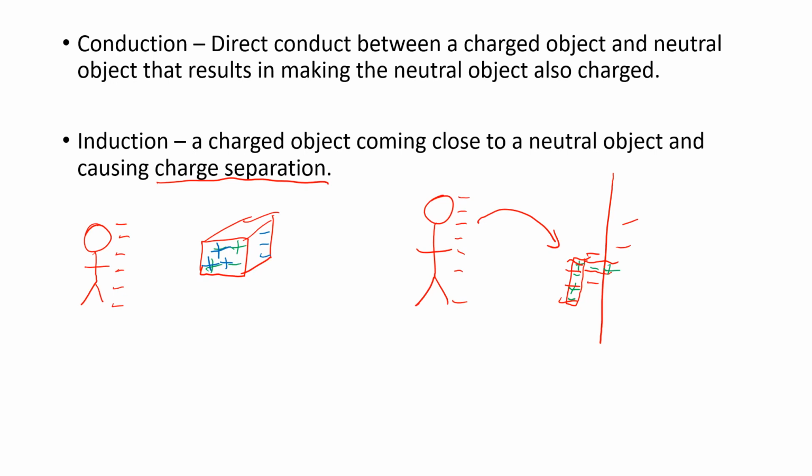But the big thing I want you to take away from this is that conduction is when you transfer some of these charges into an object, and induction is when you cause charge separation. So the previous example where I talked about that balloon on that wall causing charge separation would be an example of induction. Even though there's direct contact there, those electrons are not transferring or conducting over, so it's not conduction. It's causing charge separation, and that's induction.